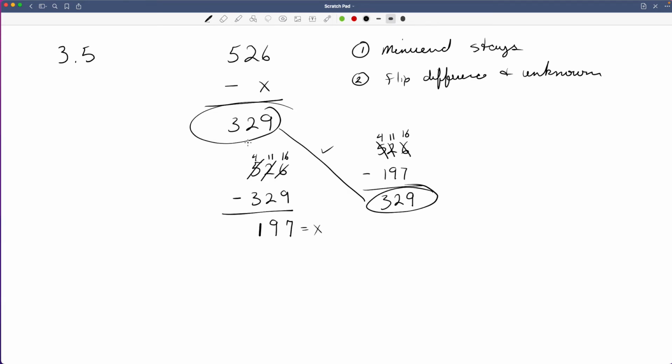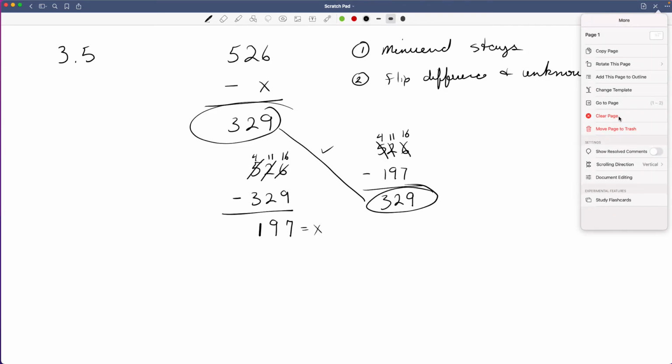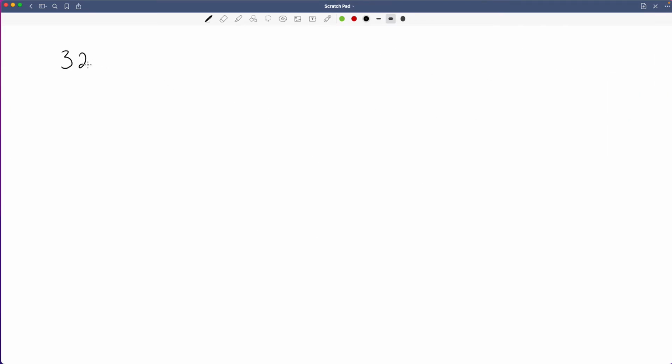What if you don't know the first number? What if we don't know what this is? All right, well, let's try one of those. Let's do 3.6. Let me clear this. We're going to use some of the same information. Actually, no, let me find a different problem. We'll say P minus 423 is equal to 287. So what we're going to do here is completely flip the whole problem.